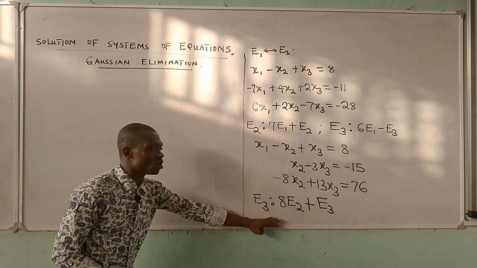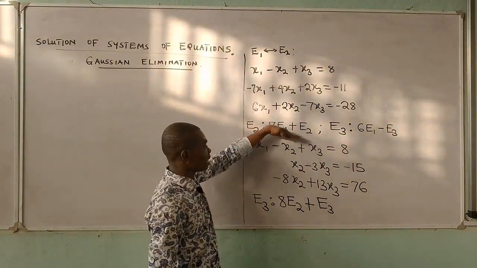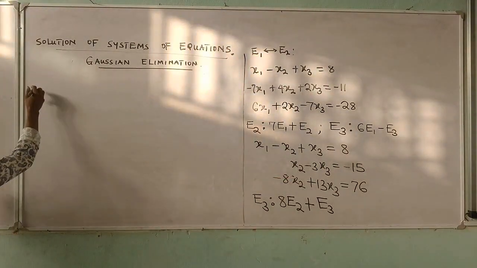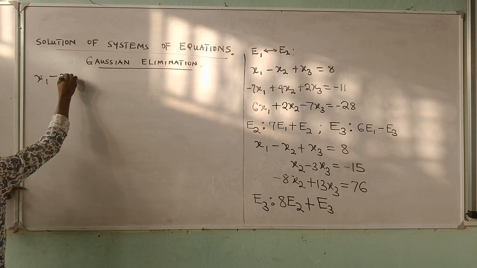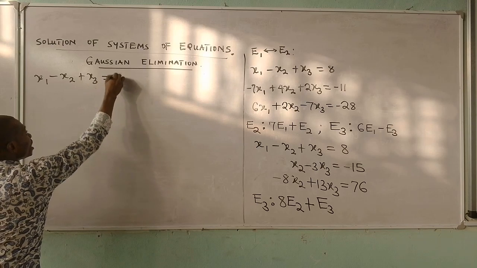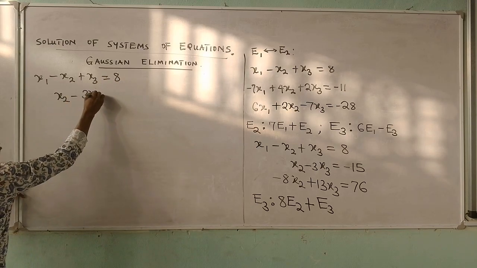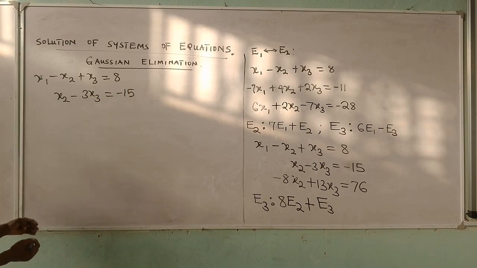So now, since it is only E3 that has a new algorithm, it means that our E1 and our E2 will remain the same. So let's write that. My new E1 will be, my E1 remains the same, minus x2 plus x3 equal to 8. And then I have x2 minus 3x3 equal to minus 15. And so what will be my new E3?